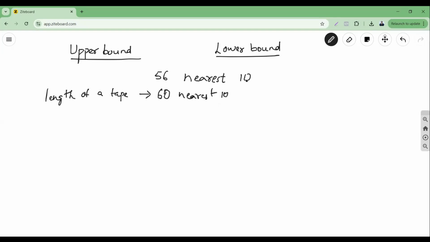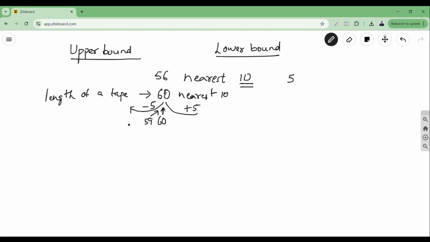Now, because it's a nearest 10, take a half of this. Half of this will be 5. That means 5 more than 60 or 5 less than 60. Both of these things are possible. Means what? What numbers, if I round off, I'll get 60? Just think and see. Of course, 60, I'll round off, I'll get 60. Okay, 59, I'll round off, I'll get 60.